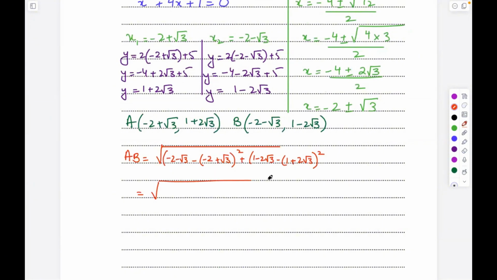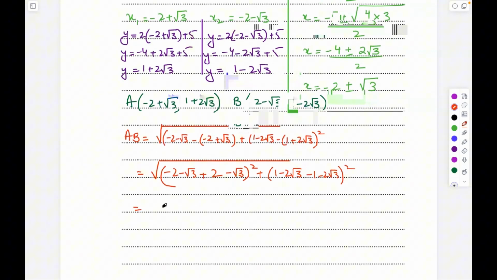In the square root, we will have −2 − √3, and subtracting it will become a plus 2, and minus times minus gives a minus √3, whole squared. And the y part will be 1 − 2√3 − 1, which is −2√3, whole squared. So −2 plus 2 will cancel out, leaving −√3 − √3, which is −2√3, whole squared. And over here the 1 and 1 will cancel, so we'll have −4√3 whole squared, all under a square root.